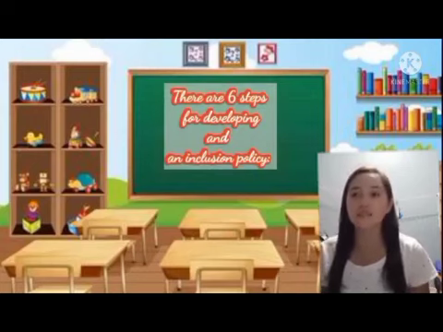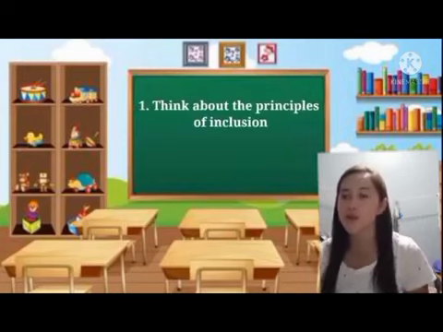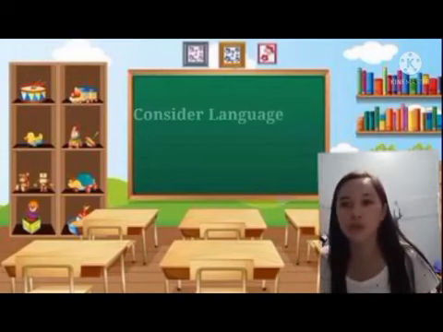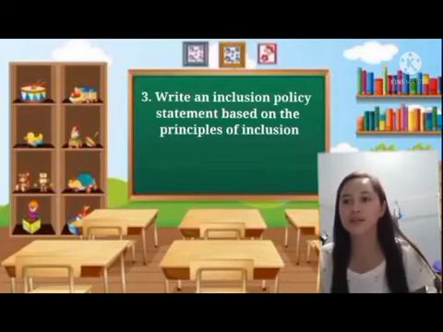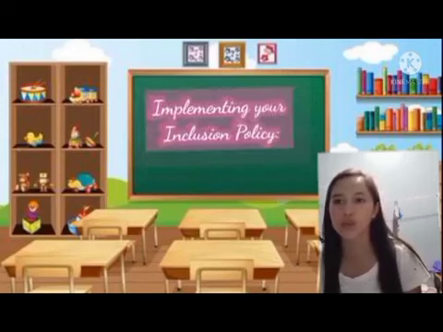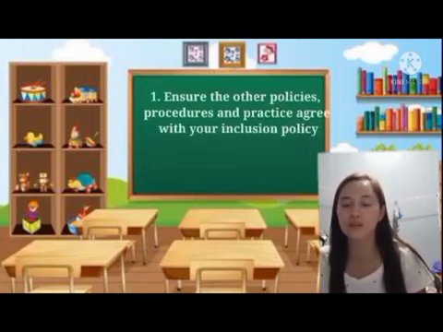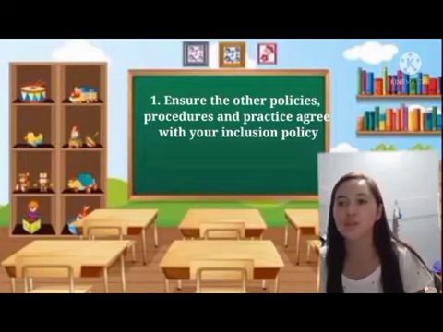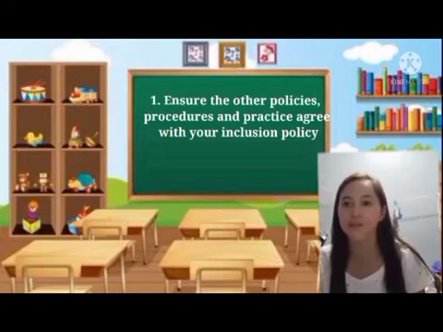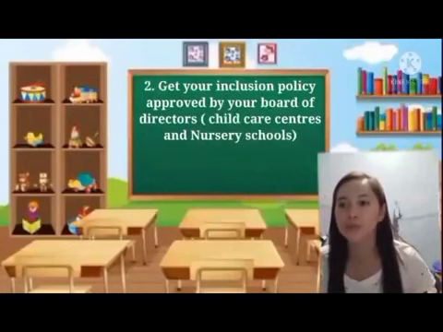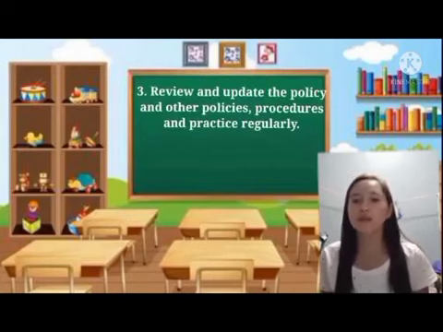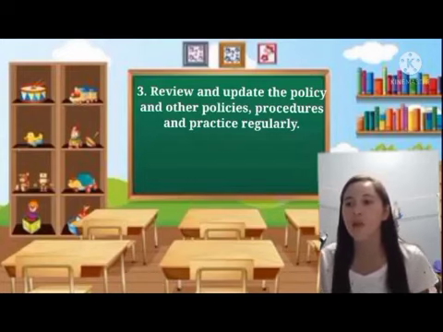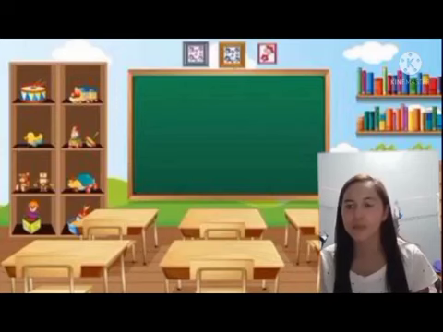So, there are 6 steps for developing your inclusion policy. First, think about the principle of inclusion. Second, consider language. Third, write an inclusion policy statement based on the principle of inclusion. Implementing your inclusion policies. First, ensure the other policies, procedures, and practices agree with your inclusion policy. Second, get your inclusion policy approved by your board of directors or child care center and nursery schools. Third, review and update the policy and the other policies, procedures, and practices regularly.